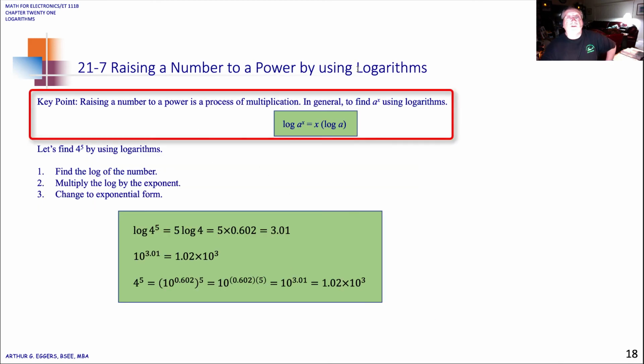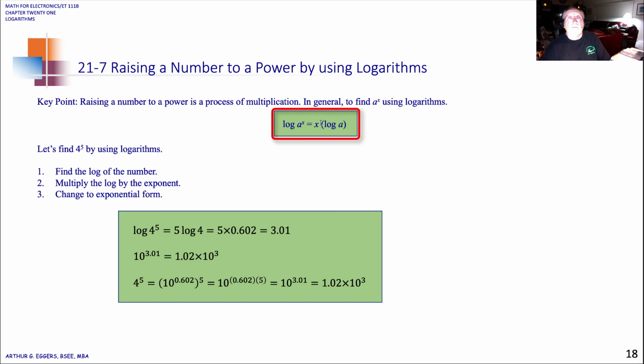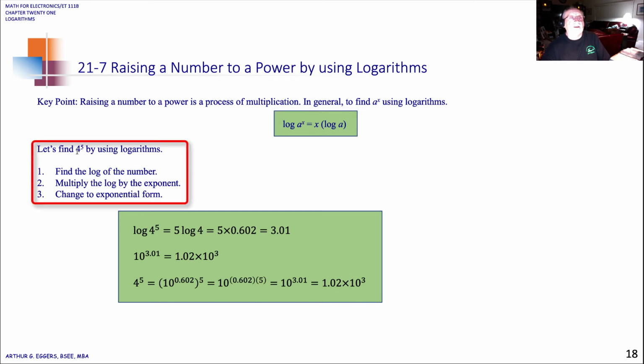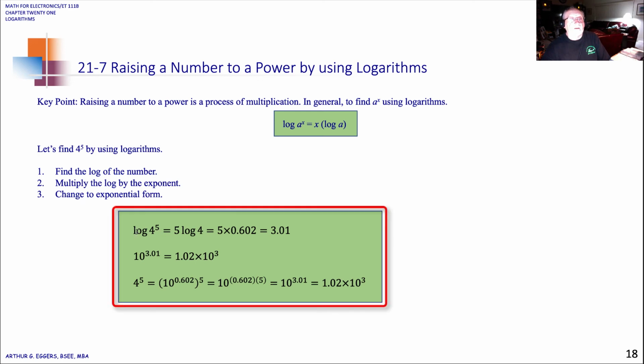Raising a number to a power using logarithms. Raising a number to a power, again, is the process of multiplication. In general, to find a to the x using logarithms, there's our relationship. Notice it's simply a matter of I take whatever the exponent is in the log portion, I move it down in front of the log a value, take the product of the two. So in this case, let's find 4 to the fifth using logarithms. So we find the log of the number, we multiply the log by the exponent, and then we change it to exponential form. So the log of 4 to the 5th equals 5 times the log of 4.